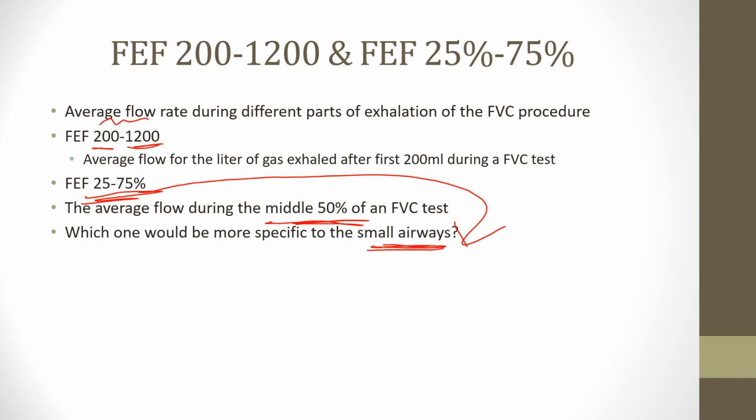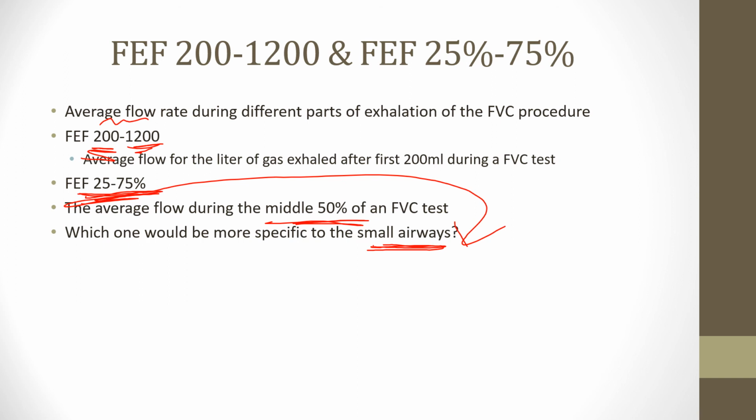As you exhale, you have to empty your dead space. You have to empty your mouth, your oropharynx, your laryngopharynx, your trachea, your main stem, your segmental, your subsegmental bronchi. All those will empty first, and that's what we're seeing in the 200 to 1200, how fast the gas in your conducting airways is coming out. Then as we continue to exhale, we eventually get to the areas that are transition and respiratory zone, and that's going to be your 25 to 75%. That's how fast the gas is moving in your medium to smaller airways.